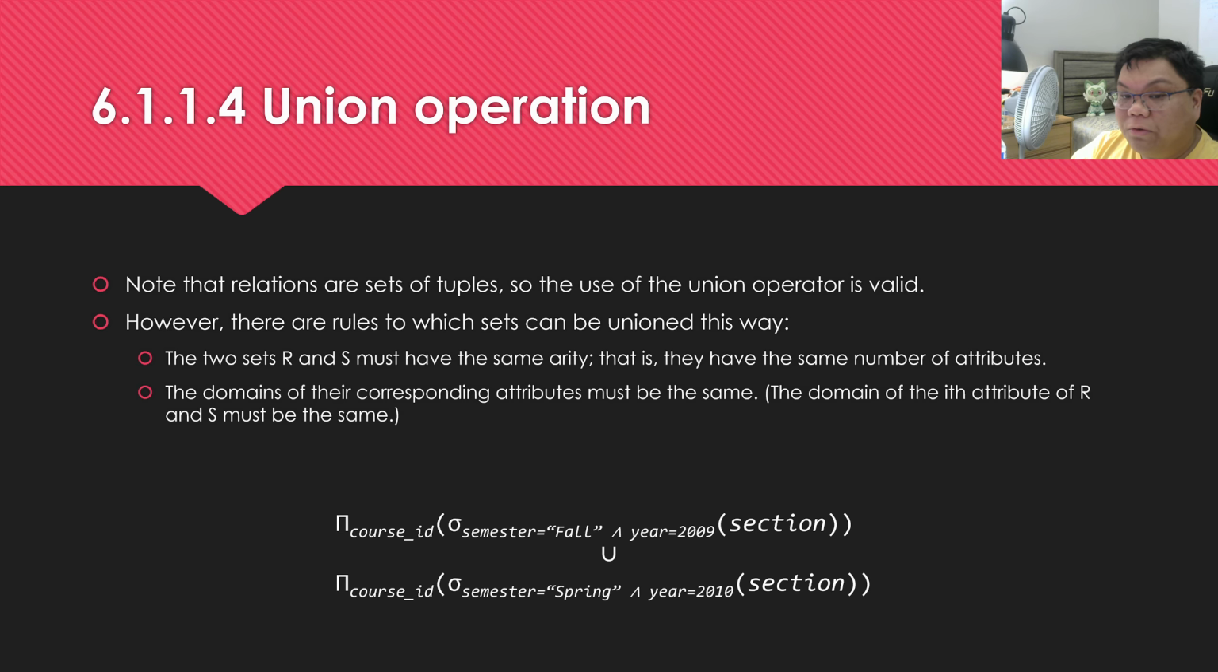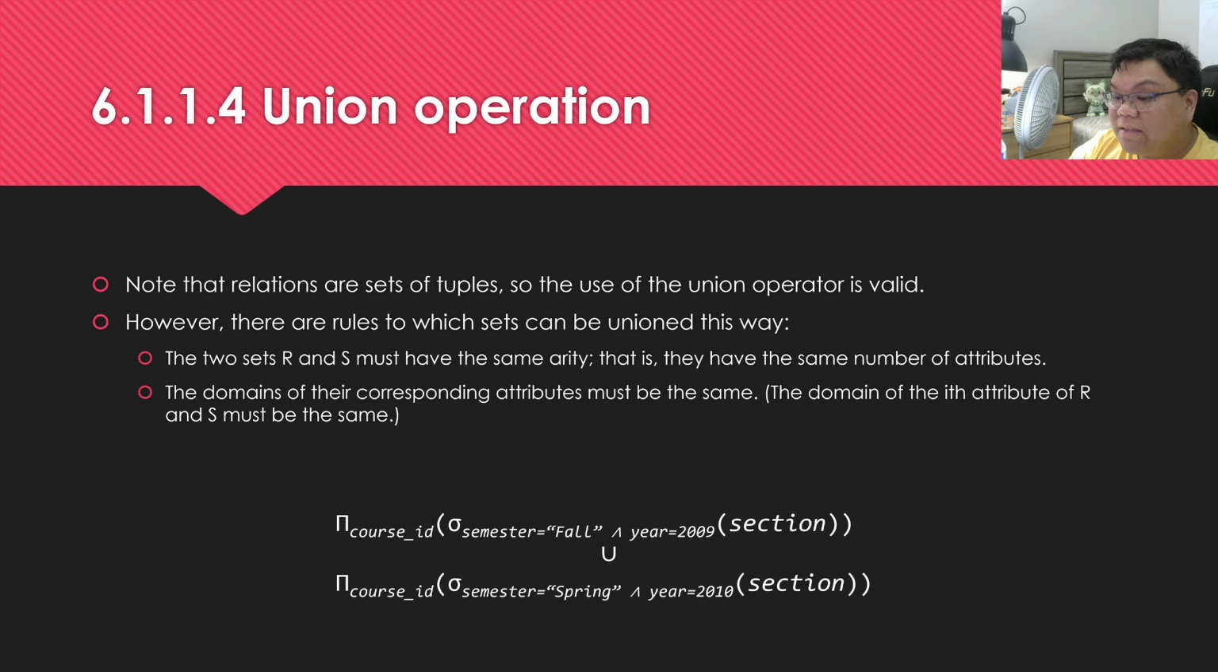There are a few rules to keep in mind. The use of the union symbol is valid, but only if these two rules are satisfied. The two sets R and S must have the same arity. That is, they have the same number of attributes. But also, their corresponding attributes must have the same domain. So the domain of the ith attribute of R and S must be the same.